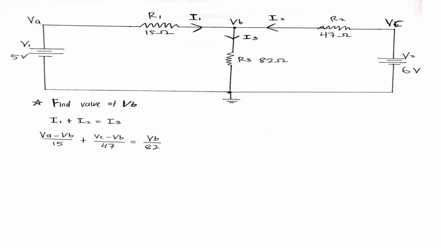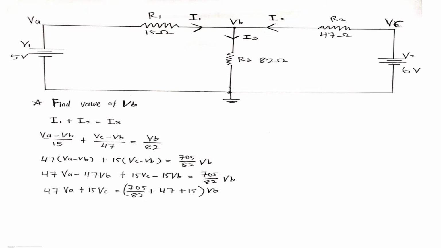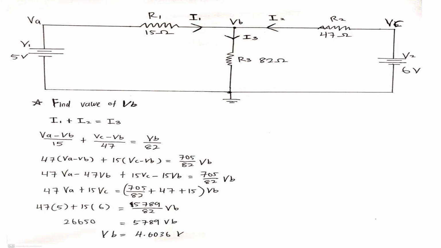Just doing the basic mathematics, which is sum, minus, product and balance equation, we got 47 VB equal to 15 VA plus 15 VC. The VA we just substitute with 5 volt, and VC we substitute with 6 volt. And we got the value of VB, which is 4.6036 volt.